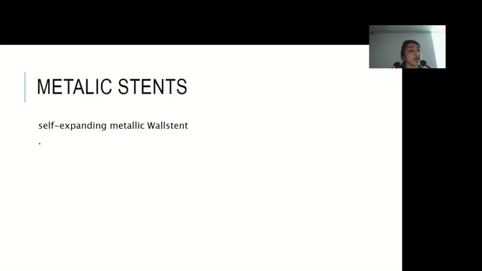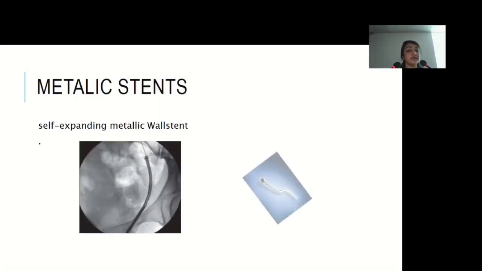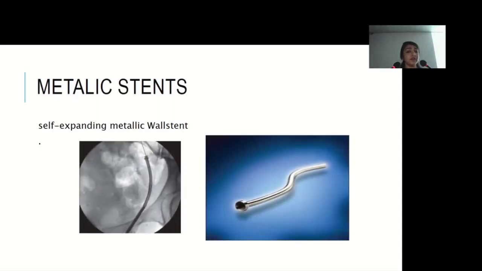Now we go towards the metallic stent. Metallic stents include this one. This is the first of the metallic stents. They are self-expandable and they are used for a longer period of time. For example, this stent can be placed inside the body for 12 months. They are mostly used for malignant strictures in the ureter.